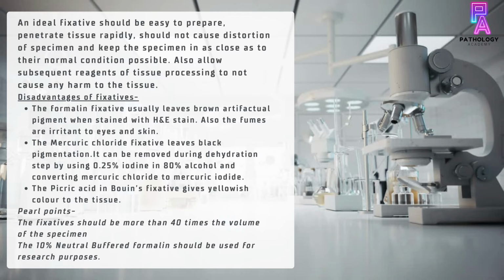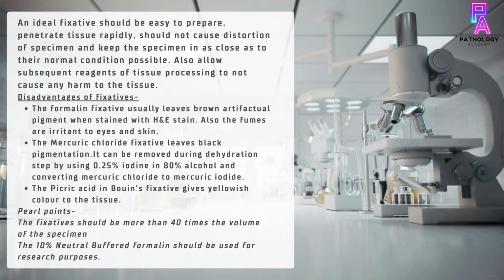Now coming to some disadvantages of the fixatives. Well, the disadvantage with formalin fixatives is that they usually leave brown artifactual pigment when stained with H&E stain. Also, the fumes are irritant to eyes and skin. That's why 10% neutral buffered formalin is used, which will not leave any sort of brown artifactual pigmentation, and that's why it is the fixative of choice in routine practice.